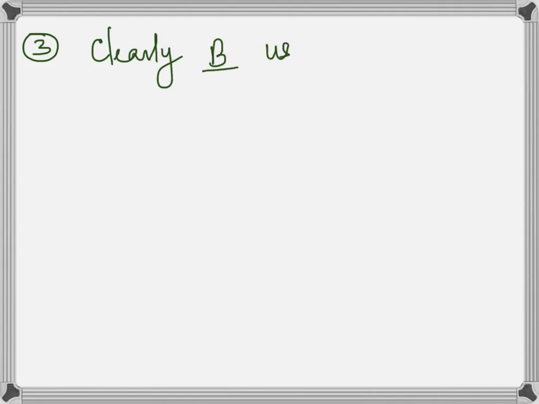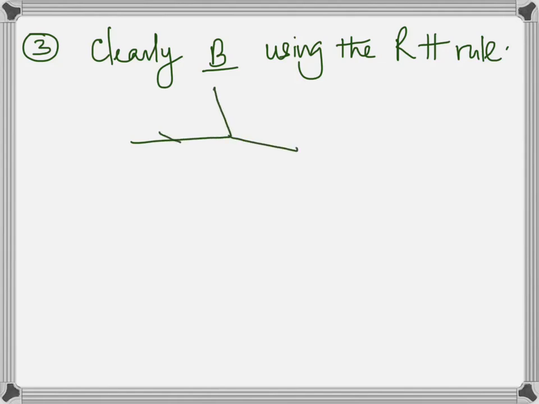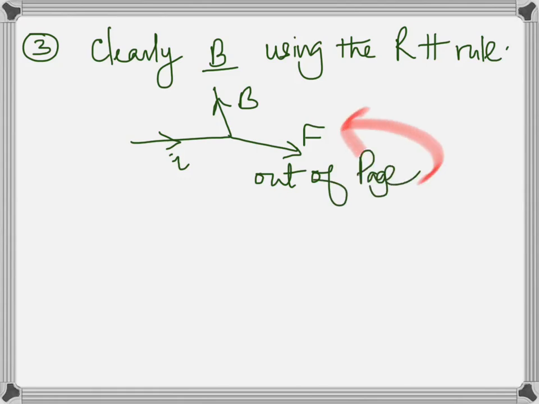Question number 3. Clearly, on using the right-hand rule, the answer is out of the page. At first, the fingers point in the direction of the current, exactly as a positive charge moves. So that's I. And then you turn your fingers at right angles into the direction of the magnetic field. So obviously you turn it towards the left hand. Your thumb will be out of the page.